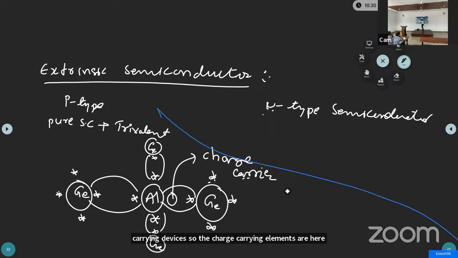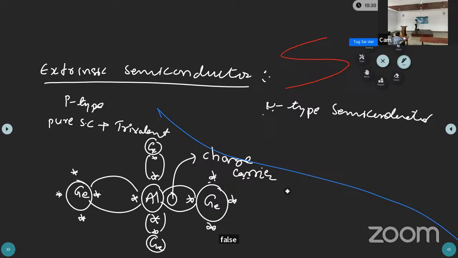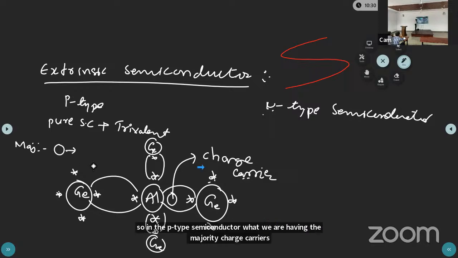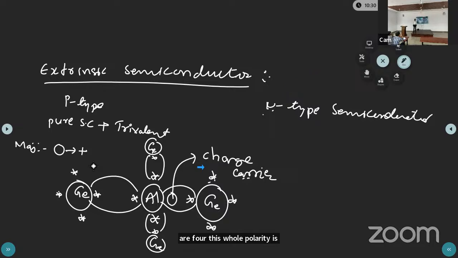So in the p-type semiconductor, the majority charge carriers are holes. The hole polarity is positive. Everyone remember, the hole polarity is positive. And the minority charge carriers are very, very few here. That is electrons. The holes can be denoted as plus, and the electron charge is negative.